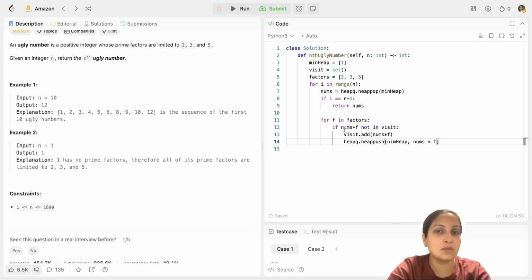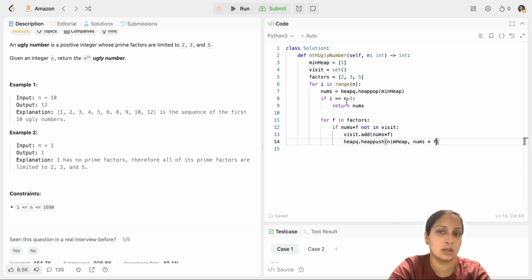So let me explain the code again. Your min heap is initialized by your base case, which is 1, as shown in example 2. Then you initialize your visit set, where you will keep track of all the visited numbers, and then you will initialize your array for factors. Now for i in range n, because you have to return the nth value, you are running the for loop till n. You always pop the min from the min heap, and that's how you pop it. And you check if your index is equal to n minus 1.